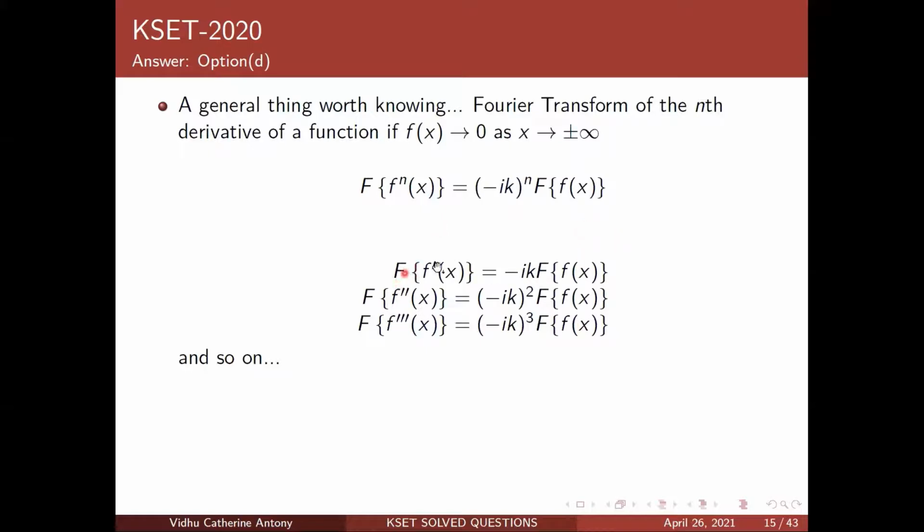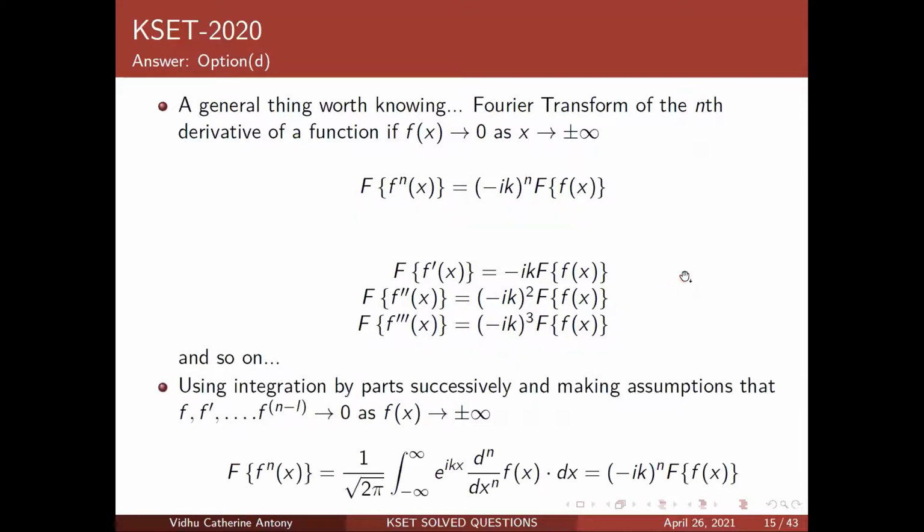So if you want the Fourier transform of the derivative of a function, we just found that out, it's minus ik times the Fourier transform of the function itself. For the second derivative, you have minus ik whole squared times the Fourier transform of f of x, and then it goes on and on. Generalizing it, for the nth derivative, you have minus ik whole power n times the Fourier transform of the function.